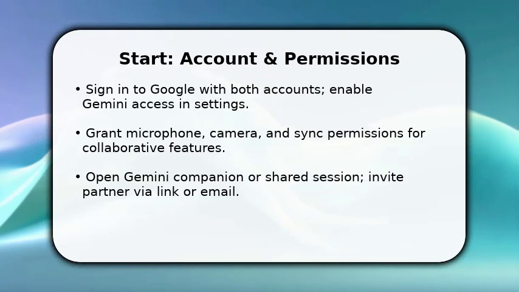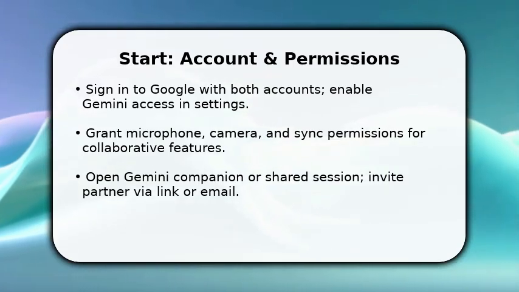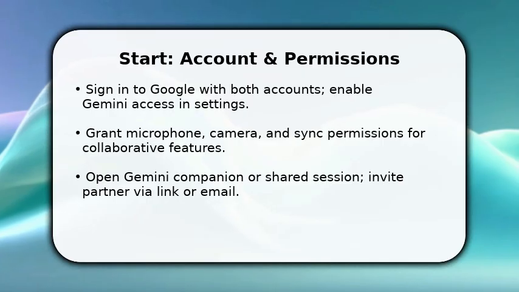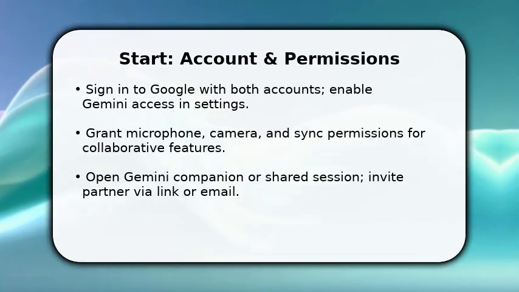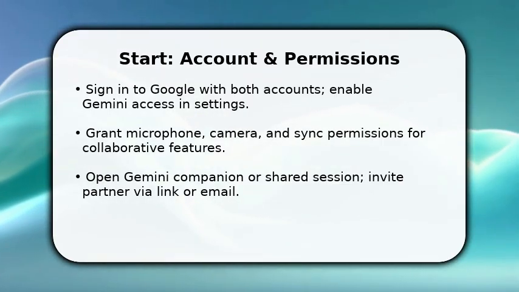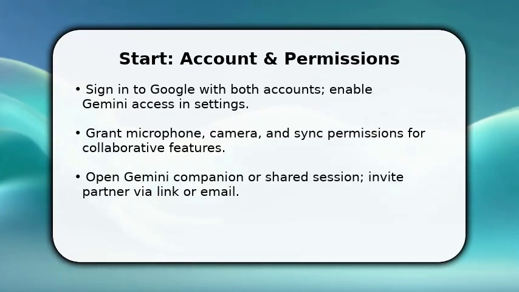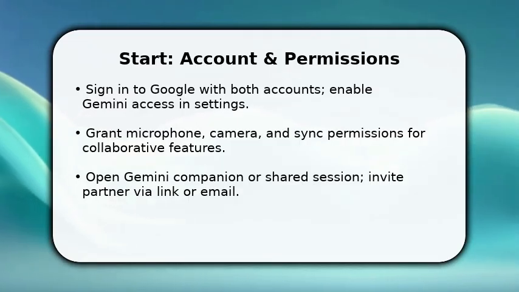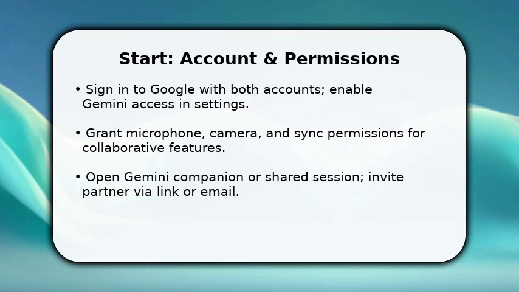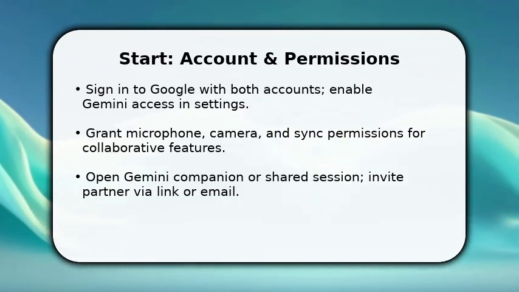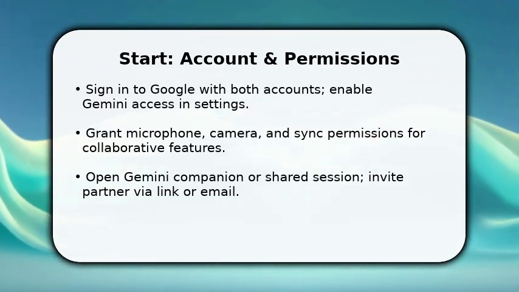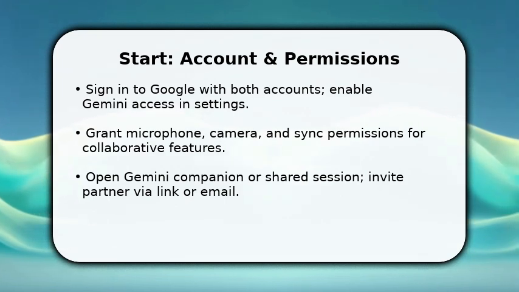Enjoy the video. You begin by signing into Google on both devices and enabling Gemini access now. Once done, grant microphone, camera, and sync permissions so the session can exchange voice, video, and state. Then open a Gemini companion or shared session and invite your partner using the generated link or their email. This makes the session collaborative. Make sure to confirm both accounts are active and visible to each other before moving on. That prevents connection delays later.